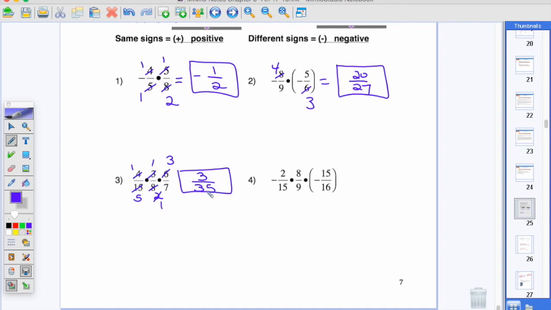Number 4 is negative 2/15 times 8/9 times a negative 5/16. There are two negatives in the problem, so our answer is going to be positive. I'm going to cross cancel my 15s because I can take a 15 out of both and I'm left with 1. I'm going to cross cancel my 2 with my 16, so I'm left with 1 and 8. And I can also cross cancel my 8 with 8 by taking out 8 in both. I multiply going across, and I'm left with 1/9.